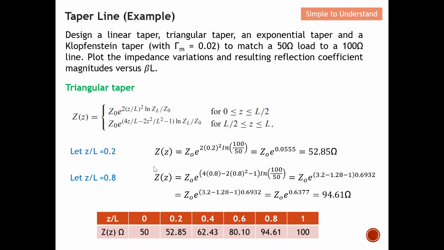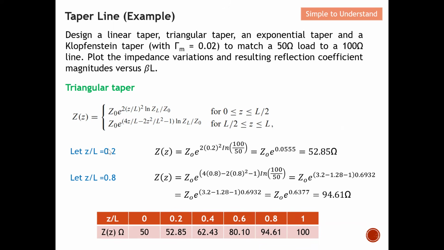So in short, if you need more steps to do, let's say you want to do 0.1, 0.2, 0.3, and 0.4, then you will be using the first formula. If you intend to do 0.6, 0.7, 0.8, 0.9, and 1, then you need to use the second equation. Let me show you an example of how to design the impedance.